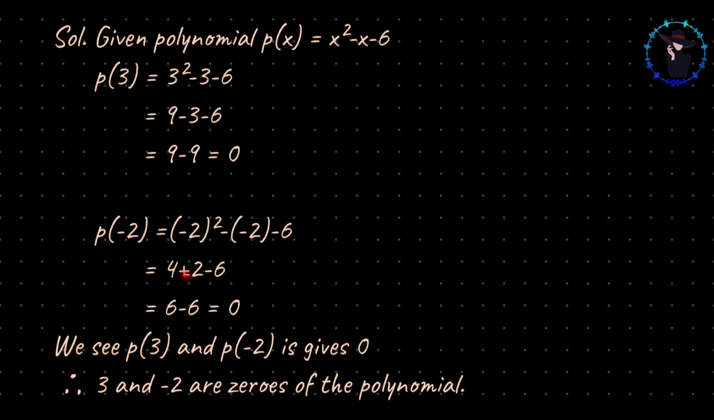Let's take minus 2. Minus 2 square is 4. Minus of minus turns to plus. Minus 6 stays minus 6. 4 plus 2, 6. 6 minus 6 again 0. We see these two give the value 0. So 3 and minus 2 are zeros of the polynomial.